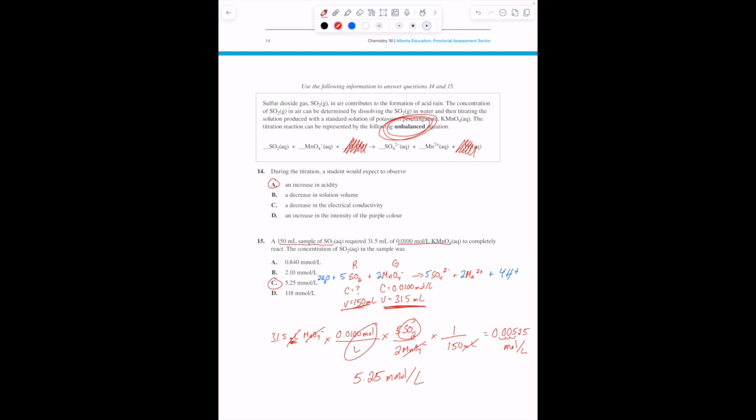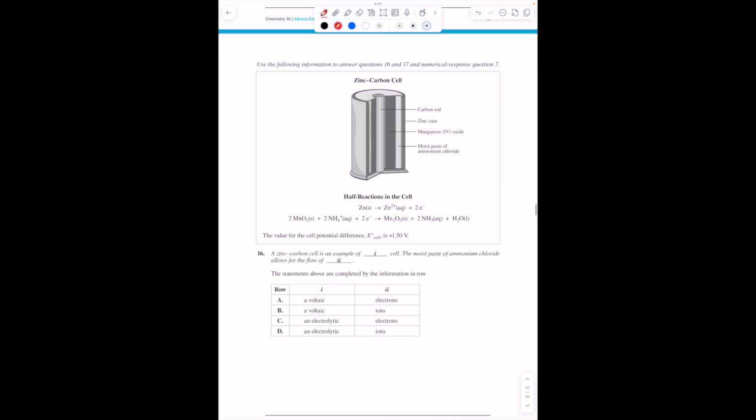That was a long one. All right, this one. It looks like a battery, right? So a battery is a Voltaic cell. The moist paste of ammonium chloride allows for the flow of, well, I'm going to say the paste is for the ions, whereas the carbon rod is for the electrons. So it's got to be B.